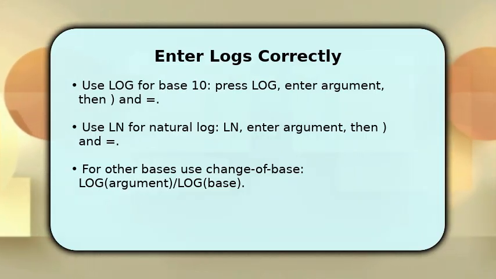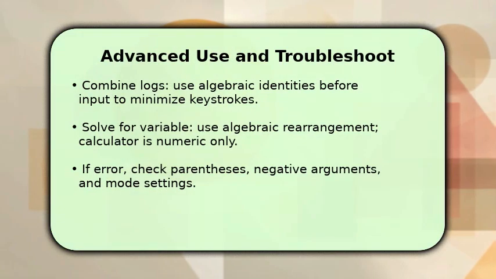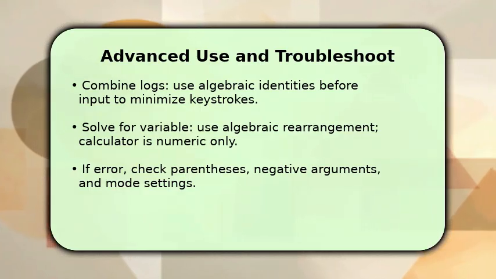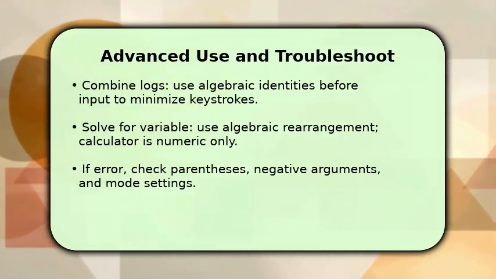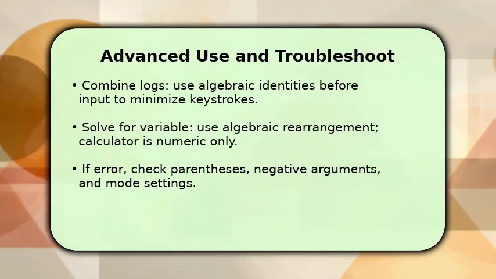You finish by applying properties. Convert products to sums and powers to factors before typing, which reduces keystrokes and rounding error. When solving for a variable, remember the FX-991EX is numeric. Rearrange algebraically first, then evaluate numerically.